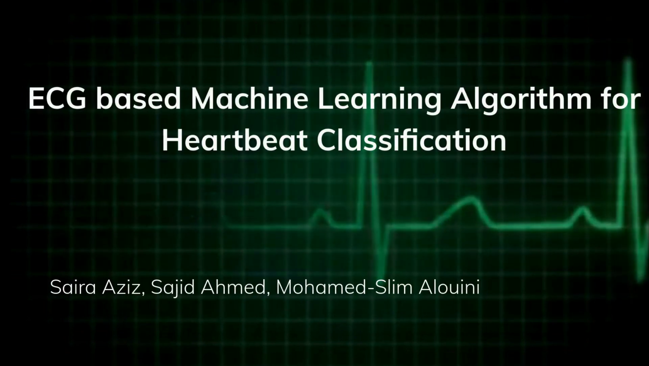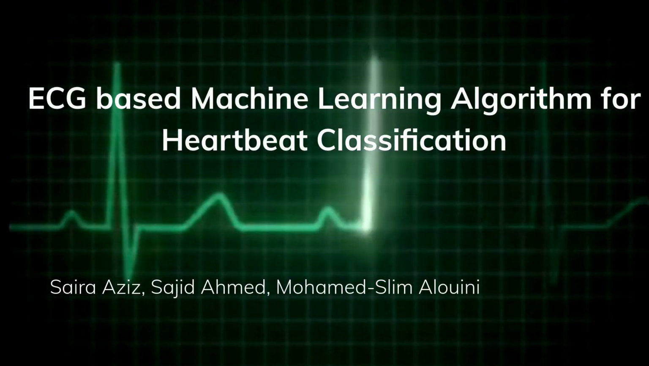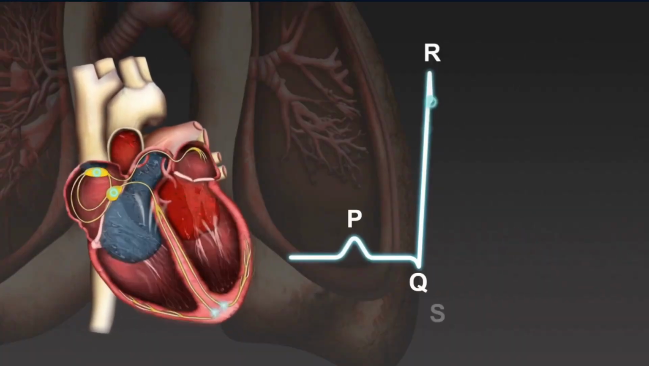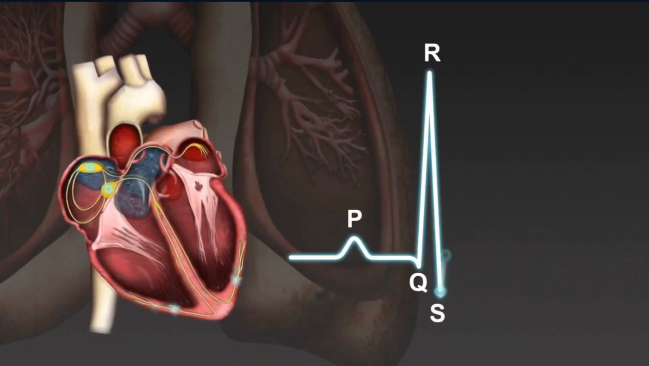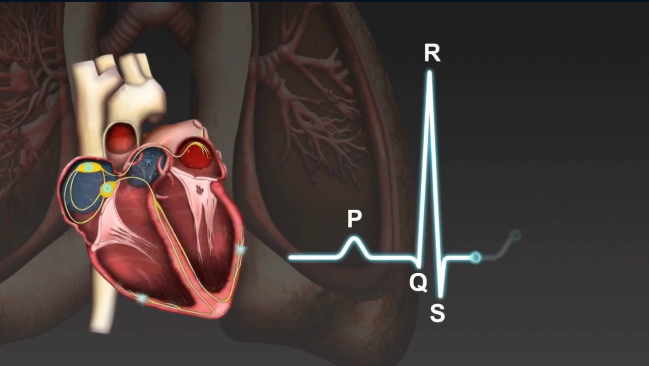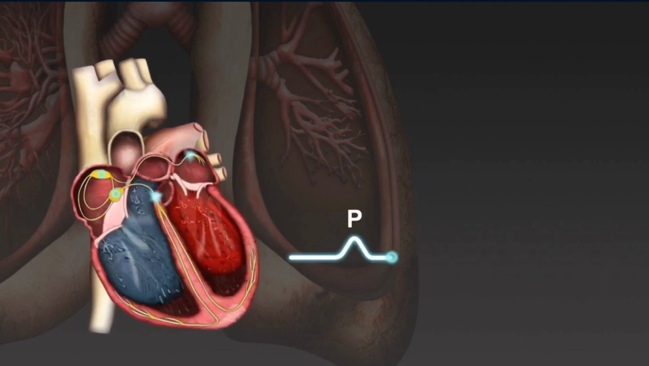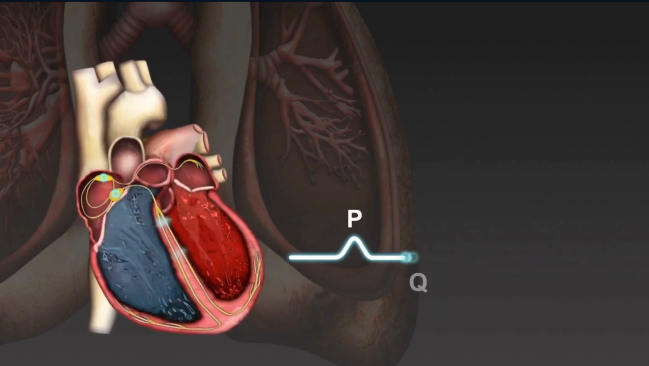This presentation is based on heartbeat classification using ECG signals. ECG signal represents the electrical activity of the heart. It consists of several waveforms called P, QRS, and T. The duration and shape of each waveform and distances between different peaks are used to diagnose heart diseases.